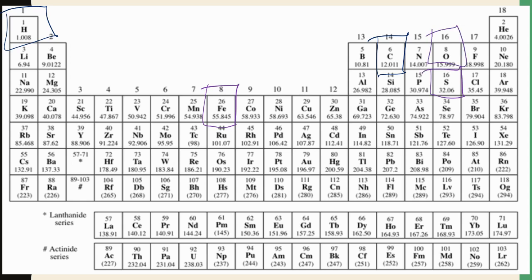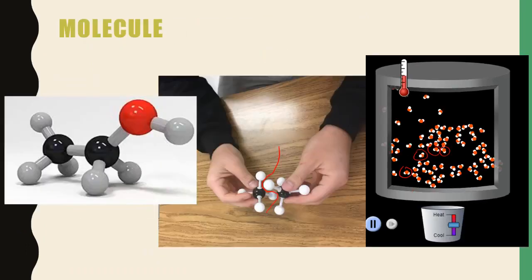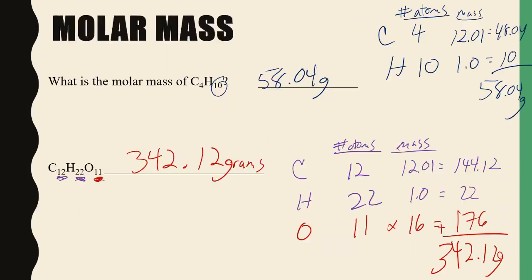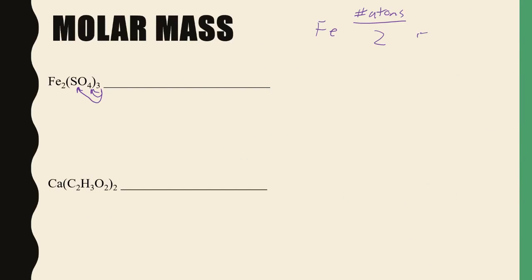Okay, so 55.84 is the mass of each one. So you're going to multiply that. 111.68. And then the sulfur, distributed that 3. So there's 3 atoms and each one weighs 32.06. So 32.06 times 3 is 96.18.